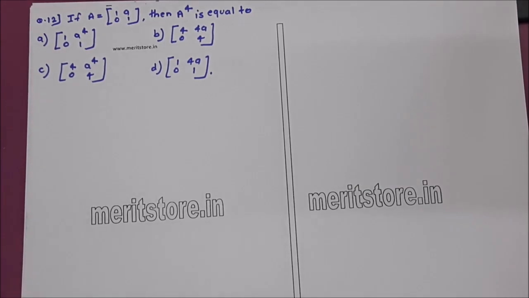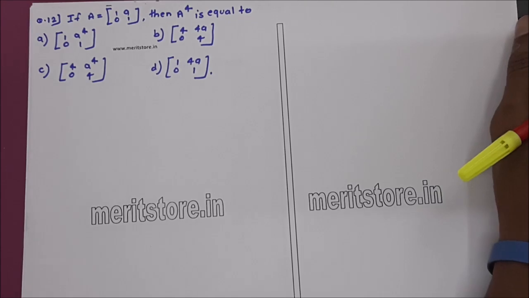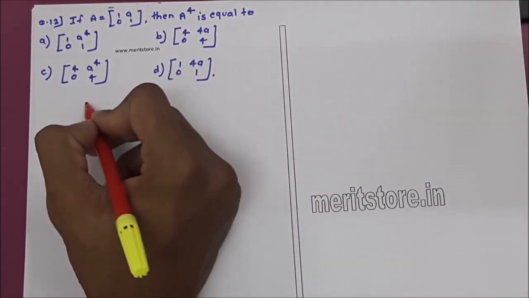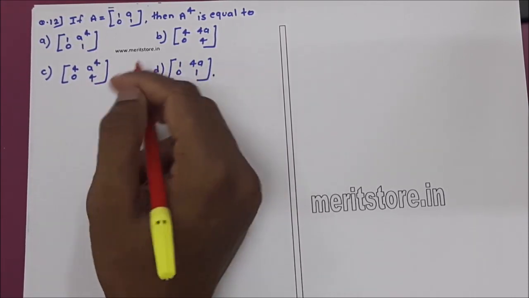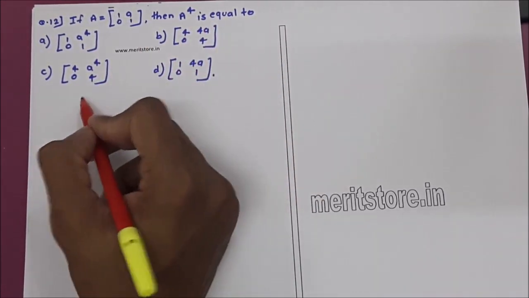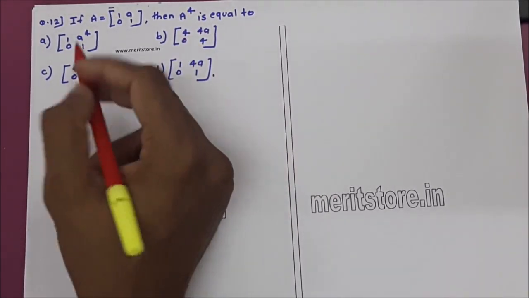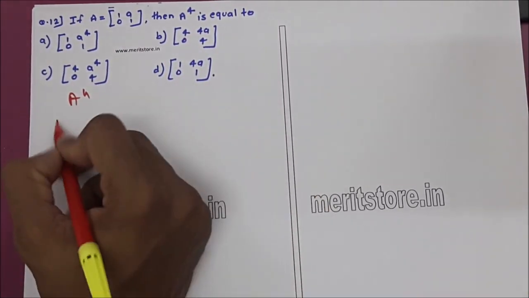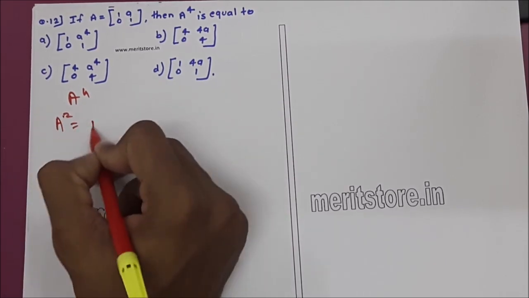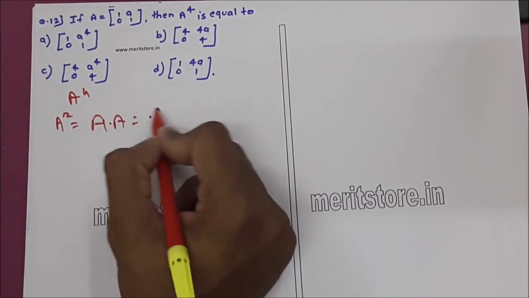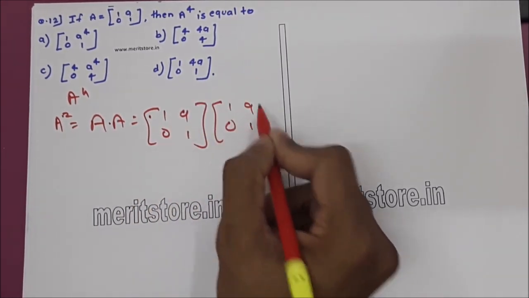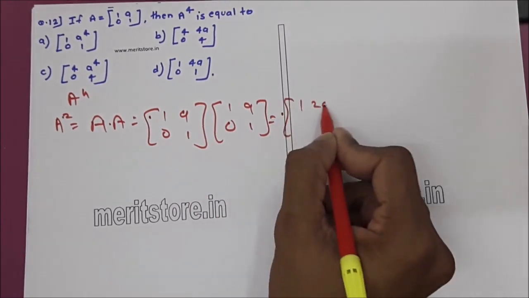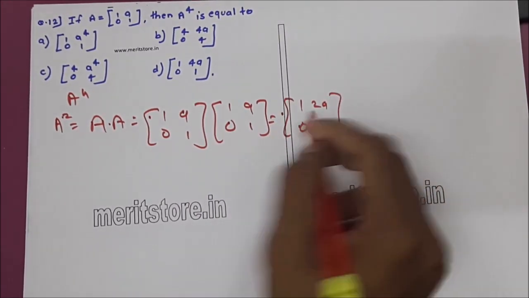Question 12. If A is equal to the matrix 1, a, 0, 1, then A raised to 4 is equal to, we need to find it, we have 4 options A, B, C, D, which are matrices. We can't multiply 4 matrices together, so we solve step by step. That is A square, that is A into A. We get 1, 2a, 0 and 1.